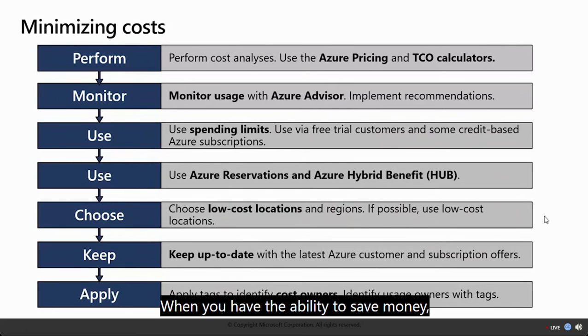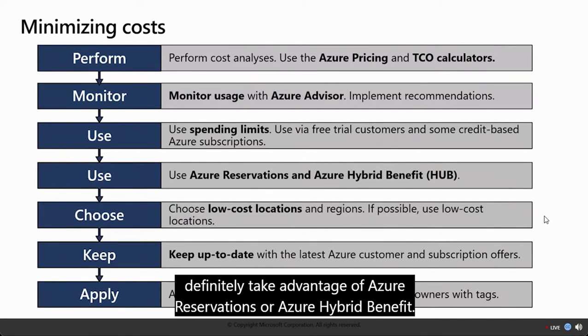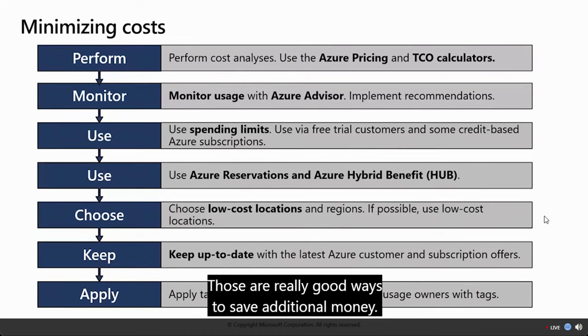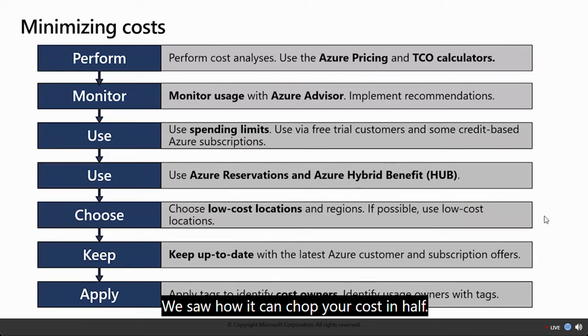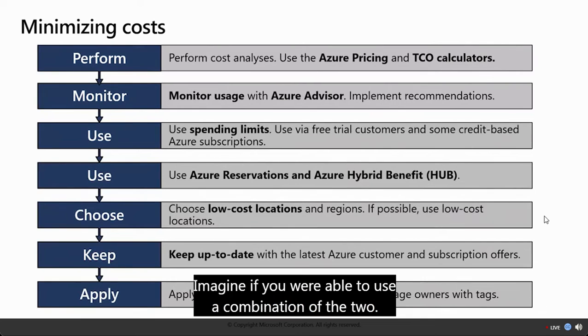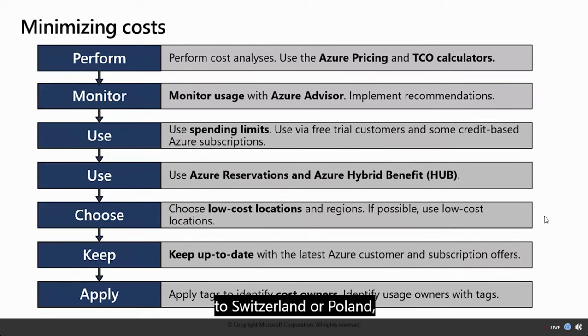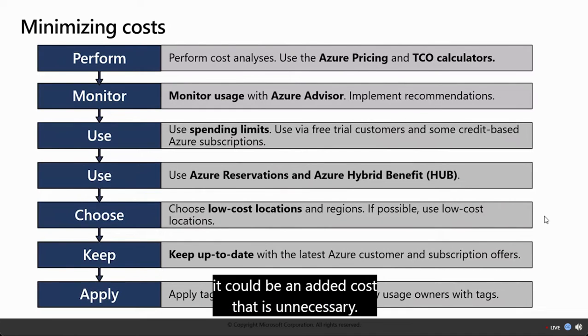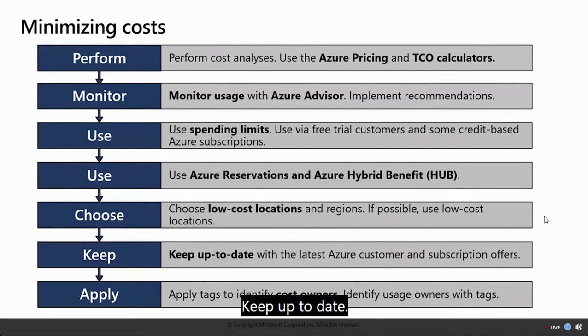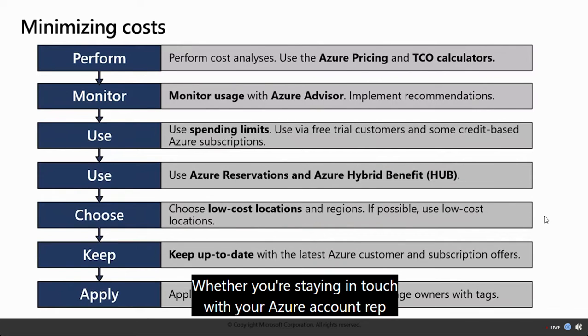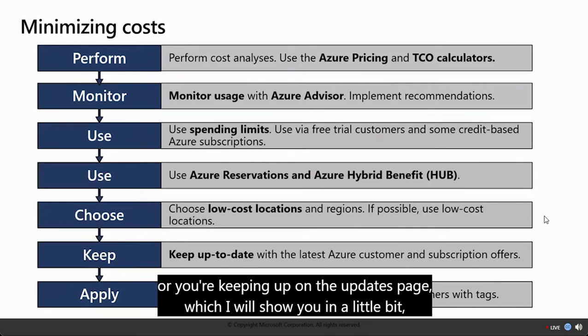When you have the ability to save money, definitely take advantage of Azure Reservations or Azure Hybrid Benefits. Those are really good ways to save additional money. We saw how it could chop your cost in half. Imagine if you were able to use a combination of the two. As far as deploying your locations, while it may be super cool to deploy your VM or your resources to Switzerland or Poland, unless you need to, it could be an added cost that's unnecessary. So when you can choose low-cost locations, do it. And keep up to date, whether you're staying in touch with your Azure account rep, or keeping up on the updates page, which I'll show in a little bit.